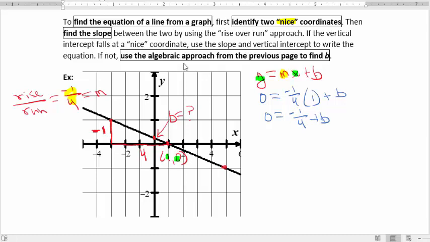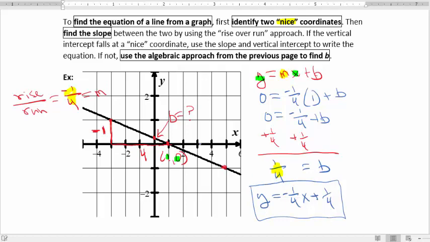And now how would I solve this? I would just add 1/4 to both sides, and I would end up with b equals 1/4. So now I know my slope was -1/4 and my y-intercept was +1/4. So the equation of my line is actually going to be y equals -1/4 x plus 1/4.